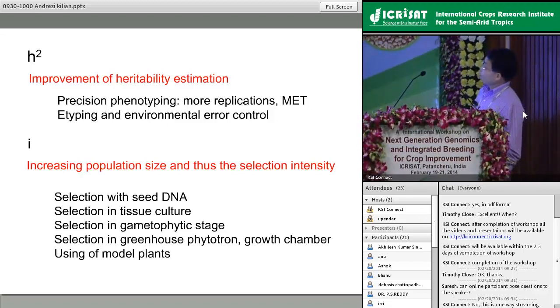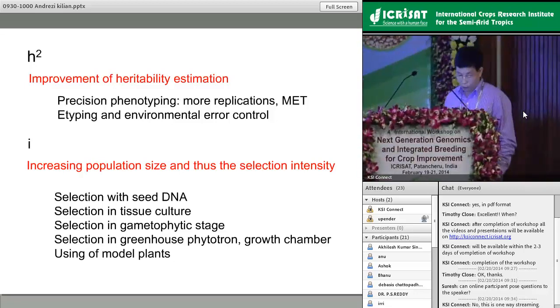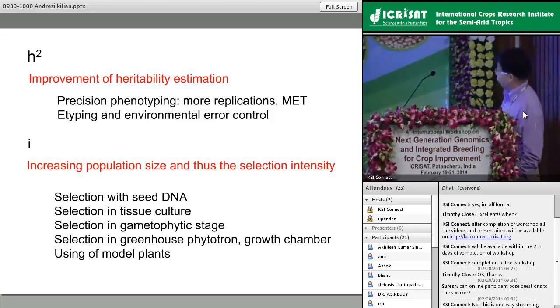For selection intensity, we can increase it by increasing the population size. Those are the strategies we can use to increase the population size. All these strategies can be used in some way for different crops.